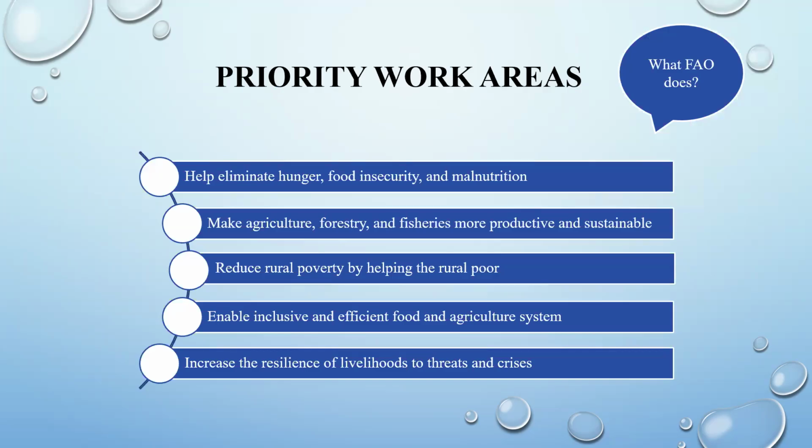What does FAO do? The FAO has the following priority work areas. Number one, it helps to eliminate hunger, food insecurity, and malnutrition. It makes agriculture, forestry, and fishery more productive and sustainable. It reduces rural poverty by helping the rural poor. It enables inclusive and efficient food and agriculture systems. It increases the resilience of livelihoods to threats and crises.